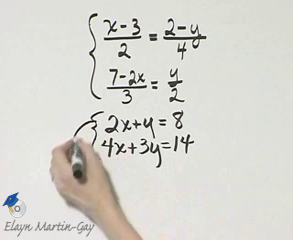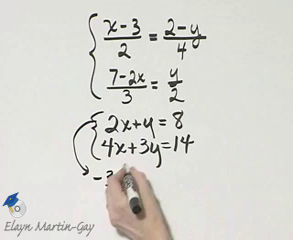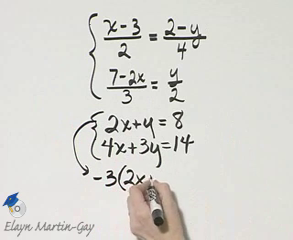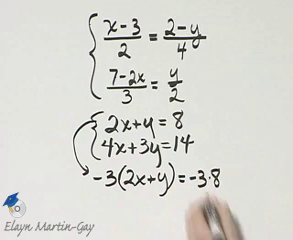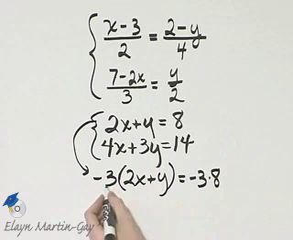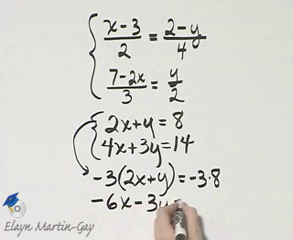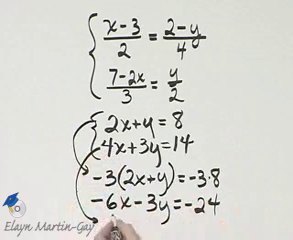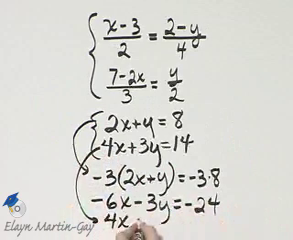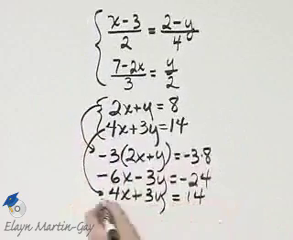I'll do that. I'm going to multiply the left side of that equation by -3 and the right side by -3. Don't forget to multiply both sides by whatever number you chose. So I'll simplify. That's -6x minus 3y is equal to -24. Now underneath, I'll write the second equation of the system. 4x plus 3y is equal to 14.